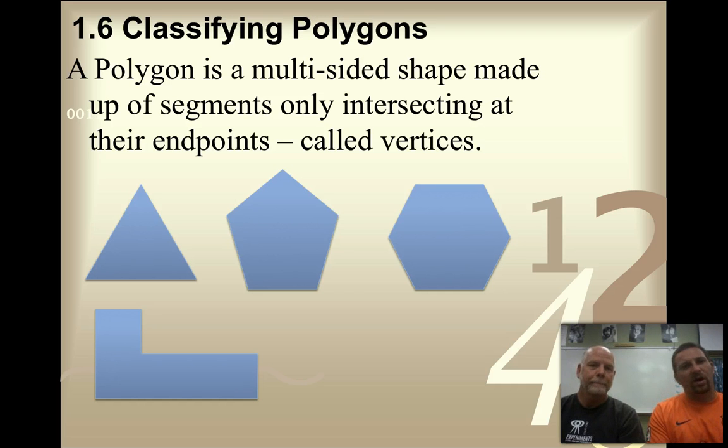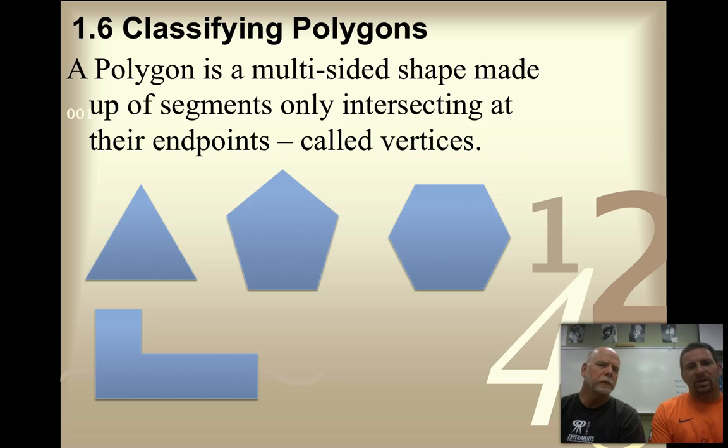A polygon is a multi-sided shape made up of segments only intersecting at their endpoints, called vertices. So here's that word vertex that we discussed earlier in the chapter. It comes back, and now we see it again on the polygons, and they're basically the corners of your polygon. Pretty straightforward. Just remember that all a polygon is, is multiple angles and segments put together.